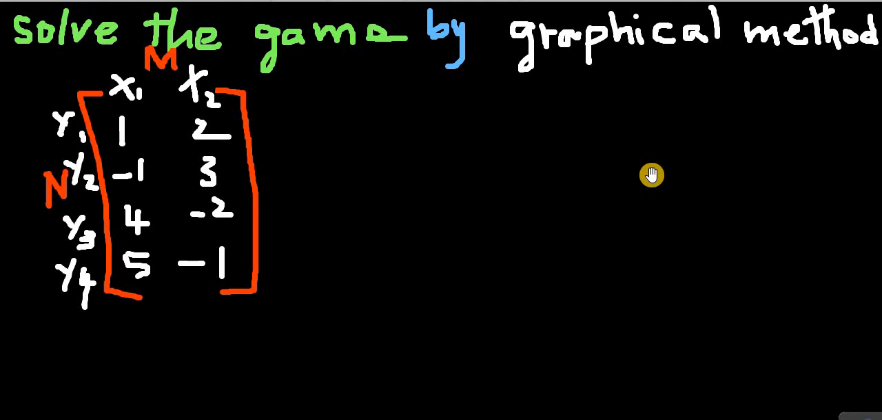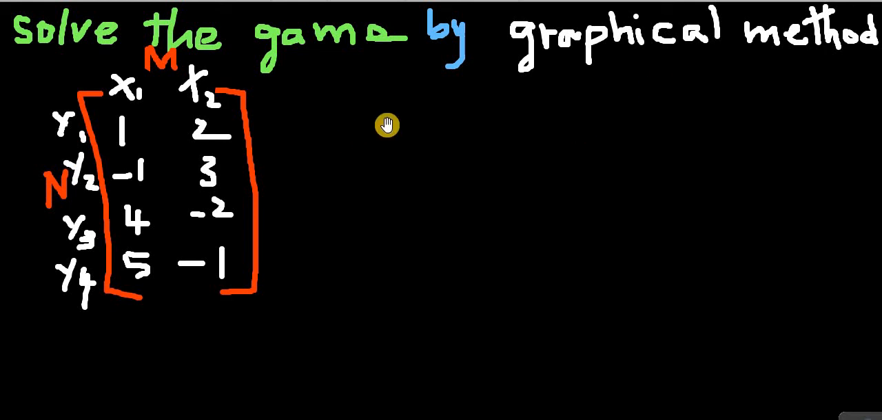Students, in this class we are going to solve a very important problem. This is the payoff matrix given to us. N is one player, M is another player. He is in the winning mode, he is in the losing mode. He has two strategies, x1, x2, and he has four strategies, y1, y2, y3, y4. We have to solve this particular game by what is called the graphical method.